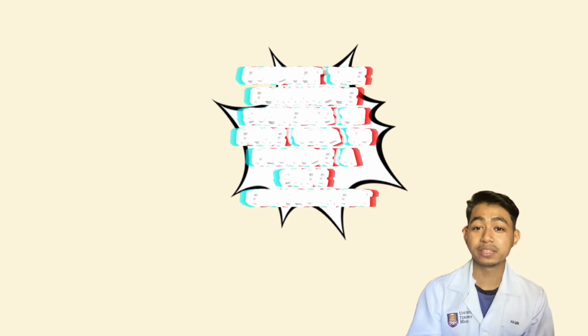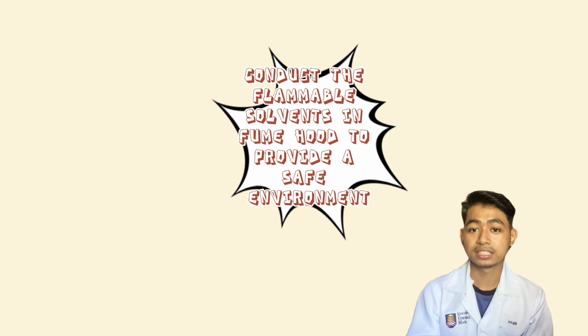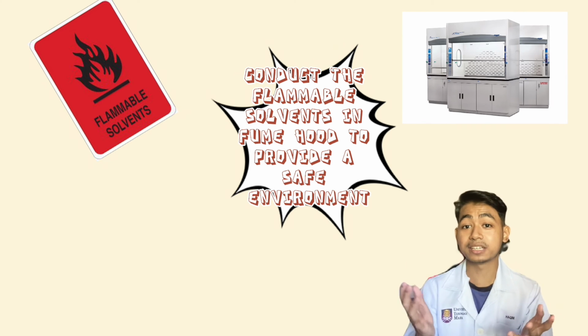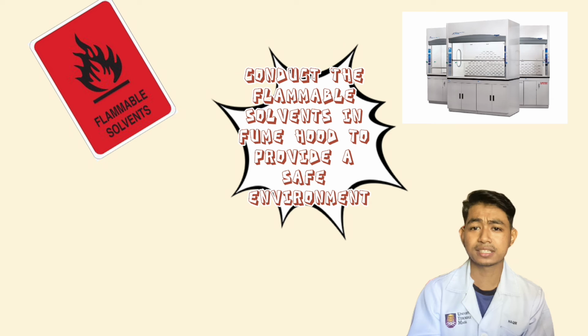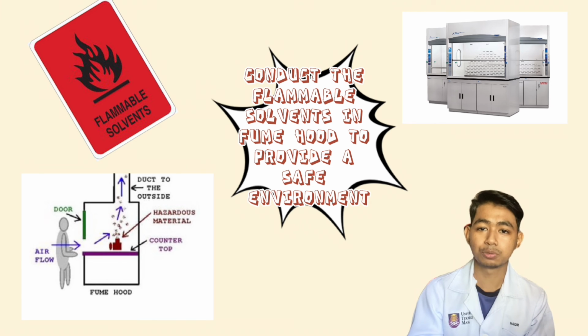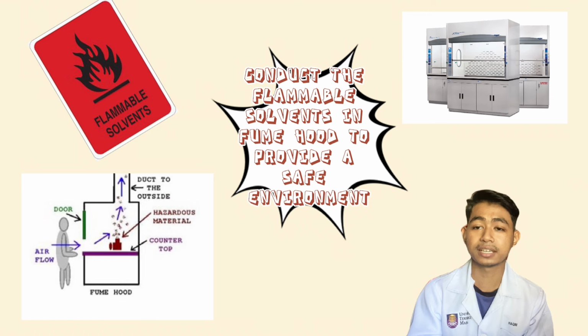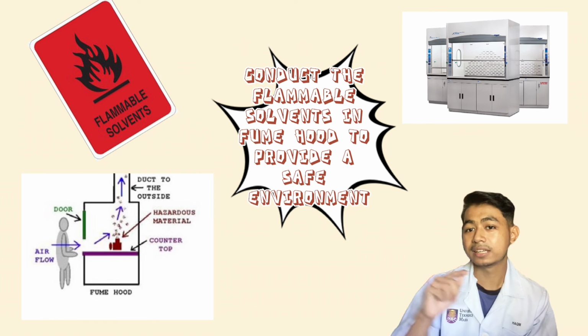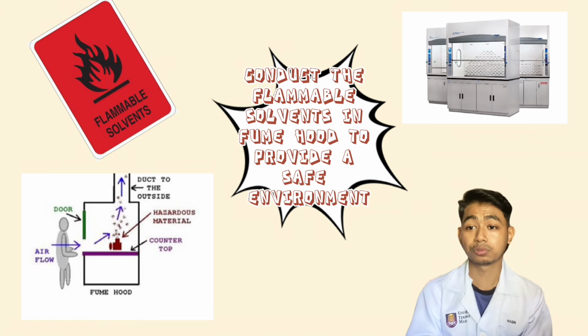Other than that, we need to conduct the flammable solvents such as acetone or alcohol in a fume hood to provide a safe environment. The fume hood protects users by containing and exhausting airborne hazards. It does this by constantly pulling room air into the hood and exhausting it directly outside the building through fans located at the roof level. Fume hood sash also provides shielding in the event of an explosion or fire inside the hood. For better explanation, let's watch this video to see how the fume hood works.